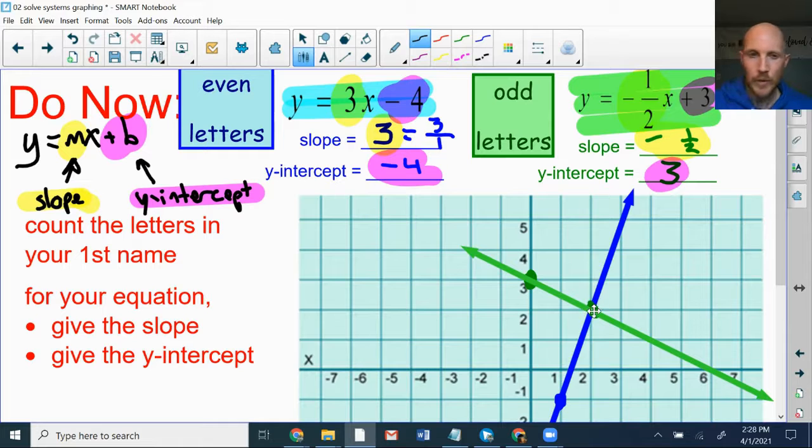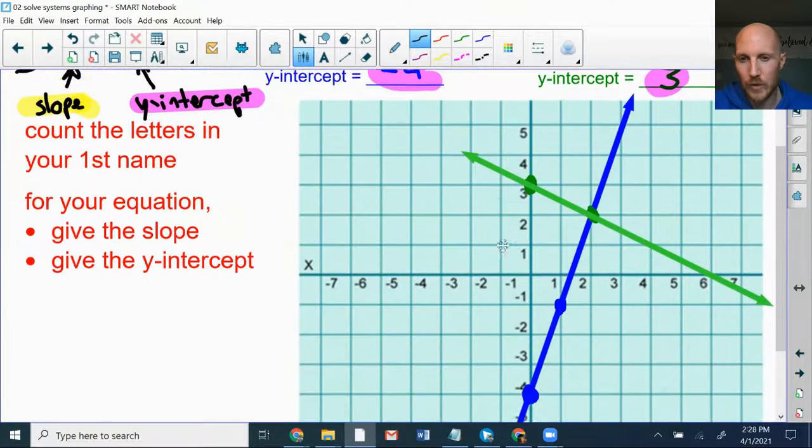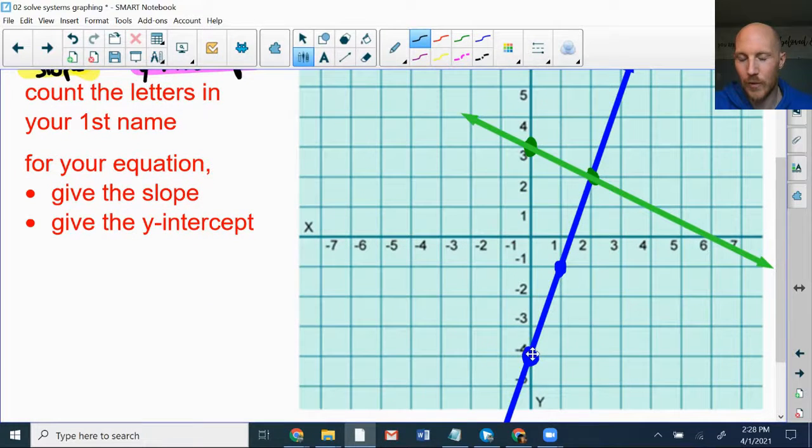Okay, let's look at the blue one. So for the blue one, we're going to start at the y-intercept, which is -4. The y-axis obviously is the one that goes up and down. So I'm going to have to scroll so we can see that on the graph. I started at -4. That's my first dot. And then the slope was 3.